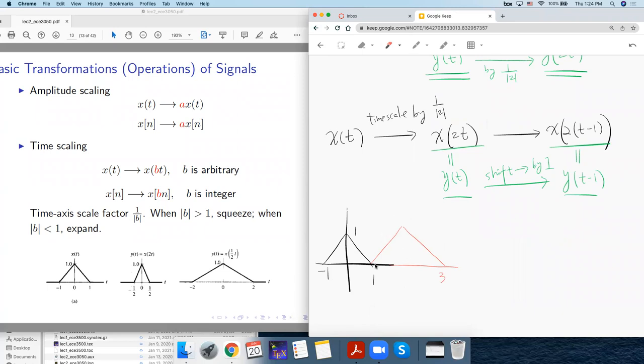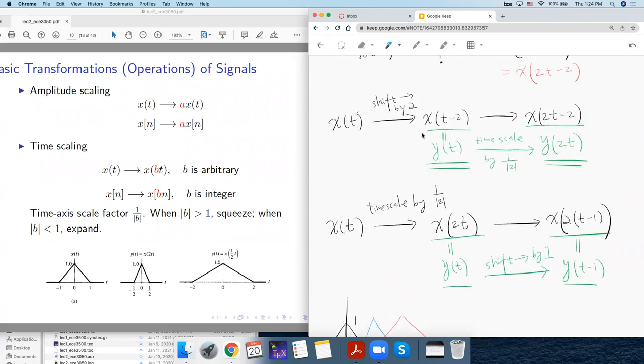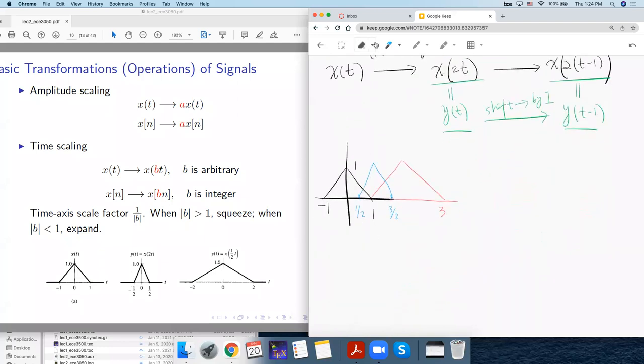And then we do a squeezing. And the squeezing part is basically divide all the numbers by 2. So, I'm using a blue color, you get 1/2. 1 divided by 2 is 1/2. 3 divided by 2 is 1.5. 1.5 is about here. Okay, so this is the final signal. It's between 1/2 and 3/2. And this is what we obtain following the first pass. And we can do this for the second pass.